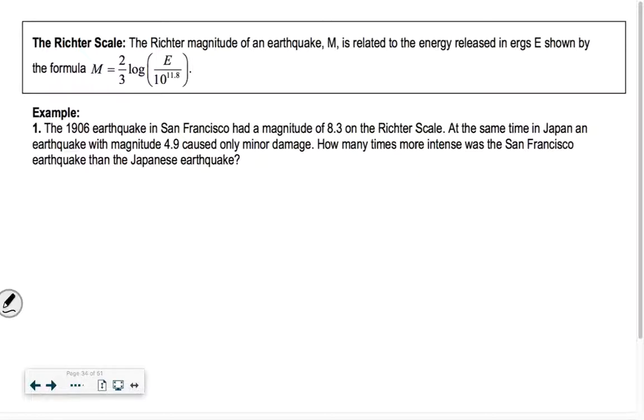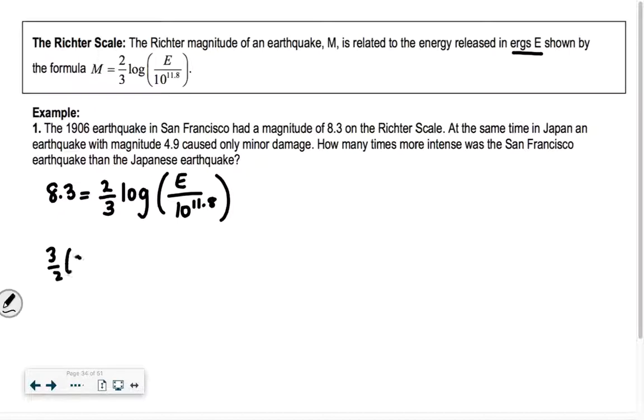Yeah, so we can find the energy released. Do you guys remember this is in ergs? That's the coolest math unit ever, ergs. I want to know who came up with that word. I don't know. But that's energy, so it's ergs. And we're trying to solve for ergs for each one. So we're going to do two parts here. Our magnitude of the San Francisco one was 8.3. That is a massive earthquake. And we want to solve for the energy. So we're going to multiply by 3 over 2. When we do 3 over 2 times 8.3, we get 12.45.